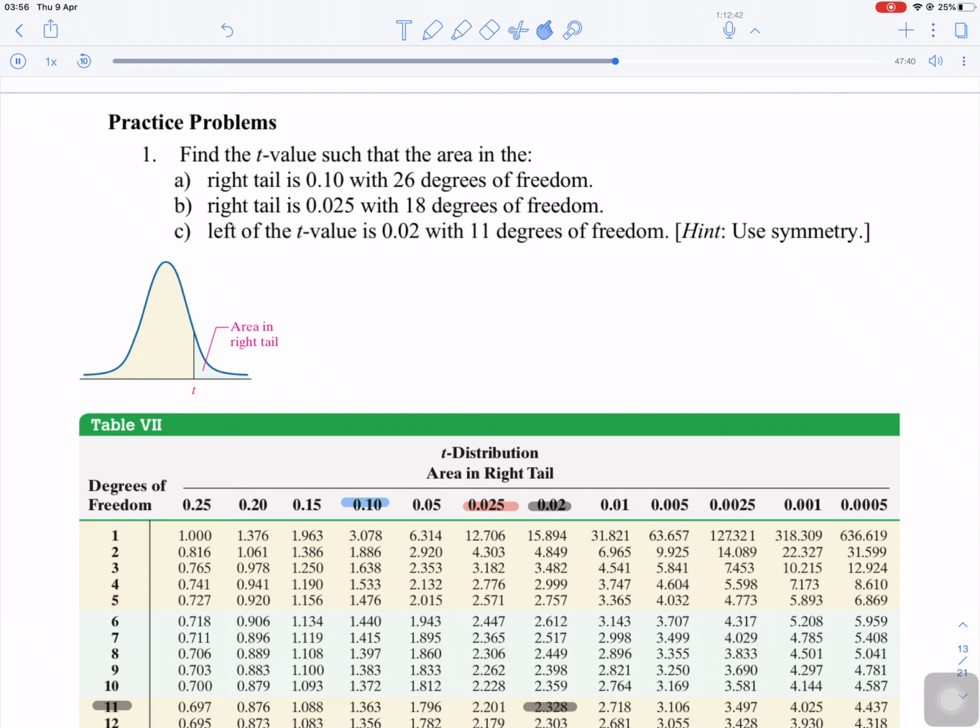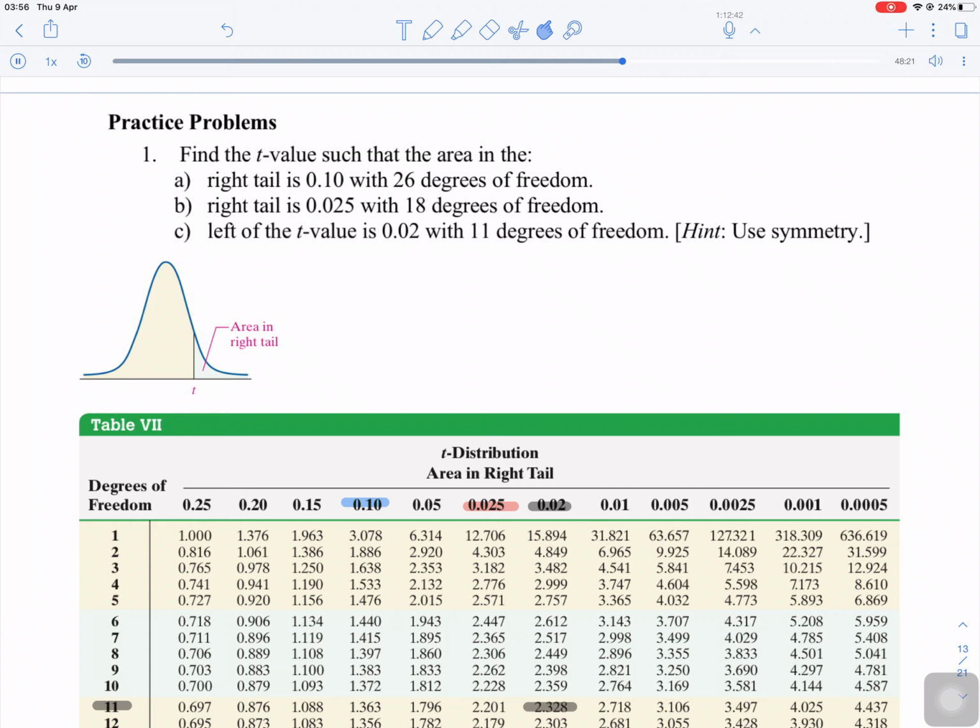Now, question 1. Find the t-value such that the area in the right tail is 0.1 with 26 degrees of freedom. So before we start estimating our interval or doing point estimation, we want to know how to come up with our critical value, or how to come up with a t-value when you are given an area in any of the tails and then a degree of freedom. So for the first question, it has given us the information of area in the right tail, which is 0.1, and then a degree of freedom of 26.